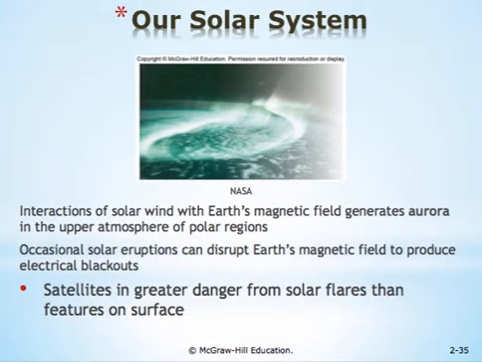The interactions of the solar wind with Earth's magnetic field creates the aurora borealis, which is in the upper atmosphere of the polar regions. Occasional solar eruptions can disrupt Earth's magnetic field to produce electrical blackouts. Satellites are in greater danger from solar flares than features on the surface are. They're closer, and there's no atmosphere to protect them.